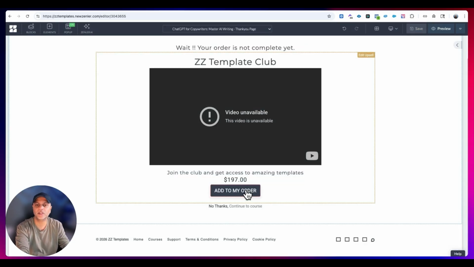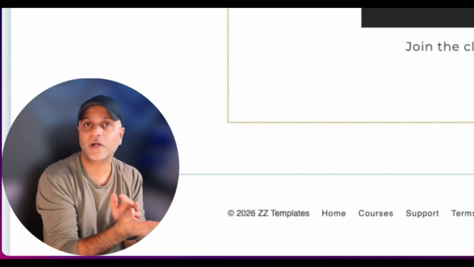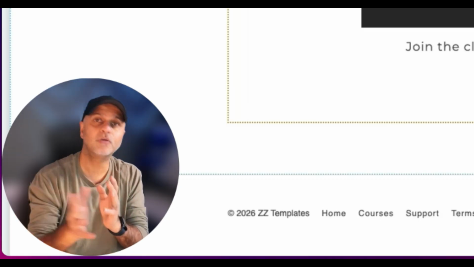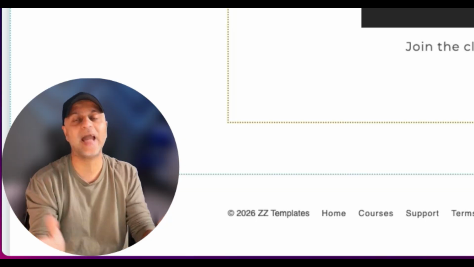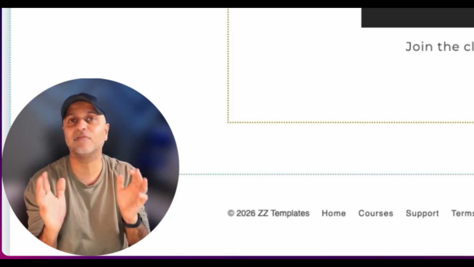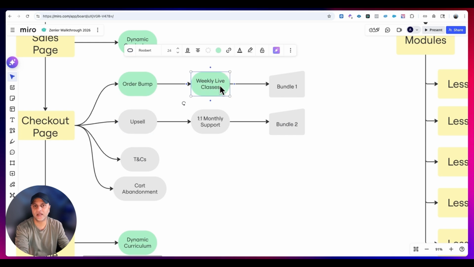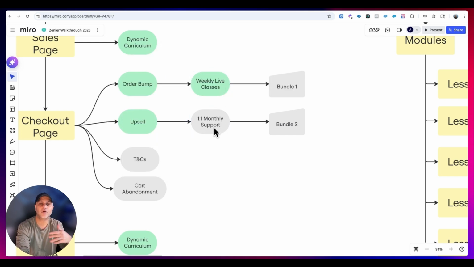And what's cool is when they click add to order, this is simply going to charge their card that they've already provided, and that makes your job much easier. And it'll also give them access to that course. So Zenler takes care of all the back end stuff, so you don't have to stitch 10 different systems together. So with that, we've looked at upsell. Now this weekly live class and month-on-month support were just examples of what that upsell and order bump could look like.